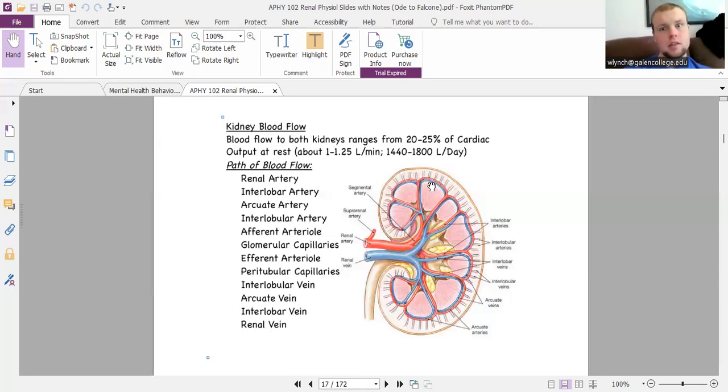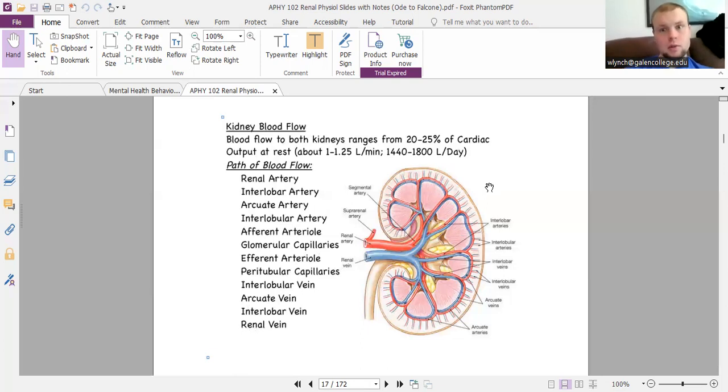Then they extend up into the cortical space. As they go into the cortex, they are now termed the interlobular artery. The interlobular arteries are going to split off into afferent arterioles. And the afferent arterioles are what is going to go into the glomerulus. So the afferent arterioles will enter into the glomerulus where the actual blood plasma is filtered out. Inside of the glomerulus, we have those glomerular capillaries, which are going to actively move blood plasma and exchange contents with the tubular fluid space.